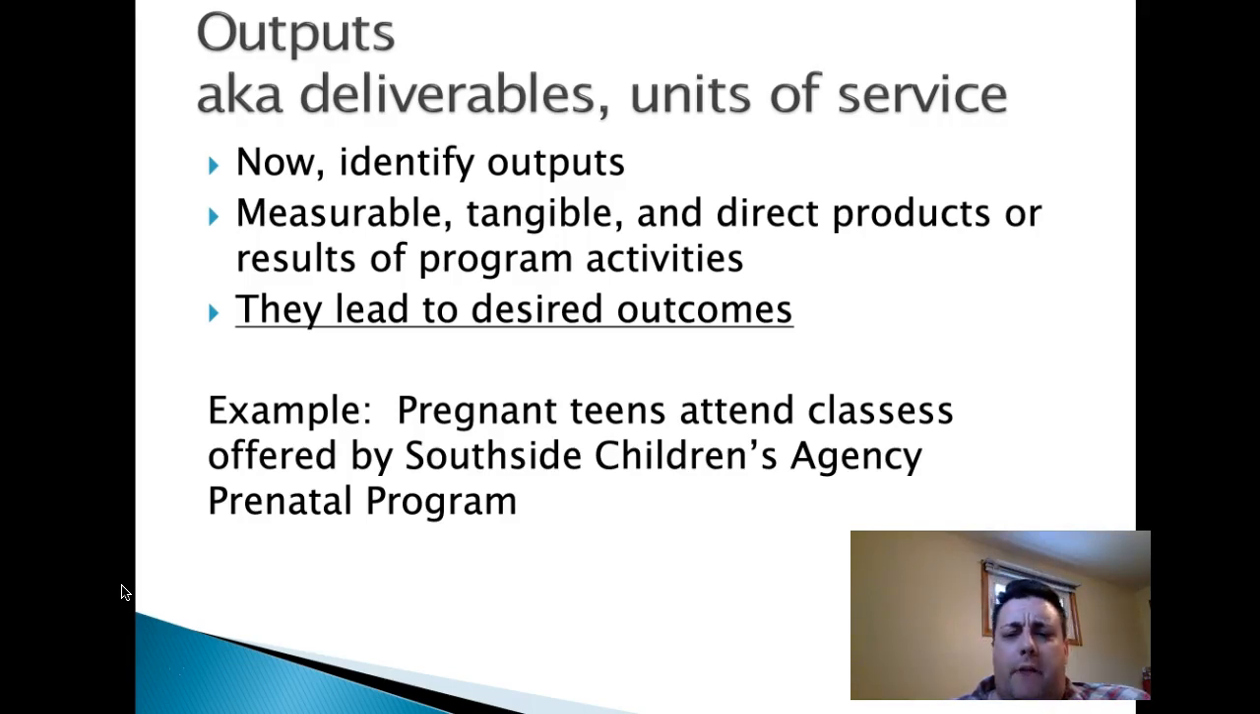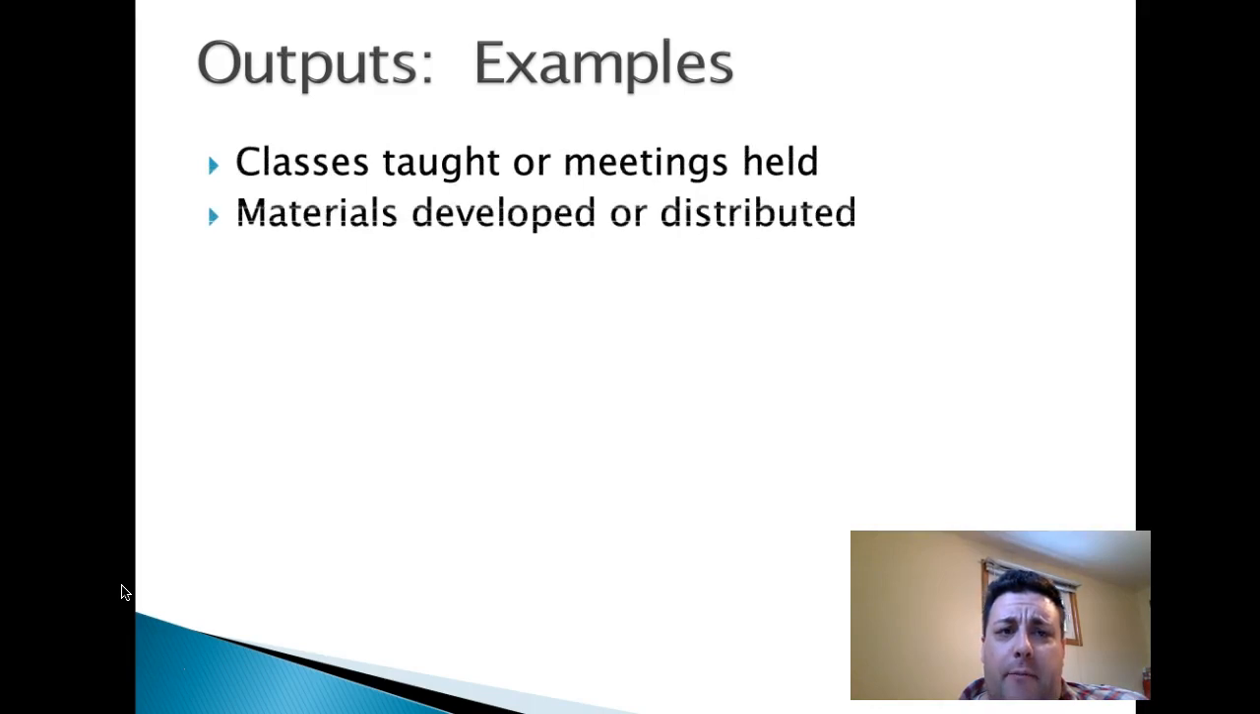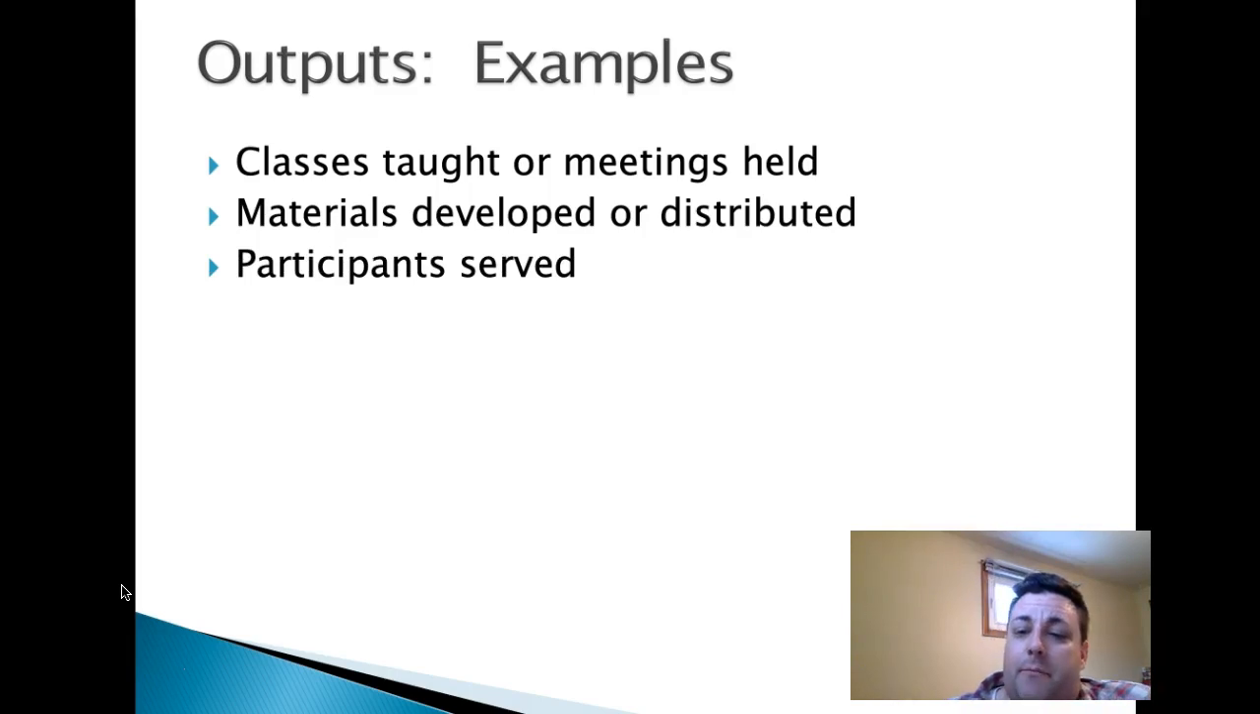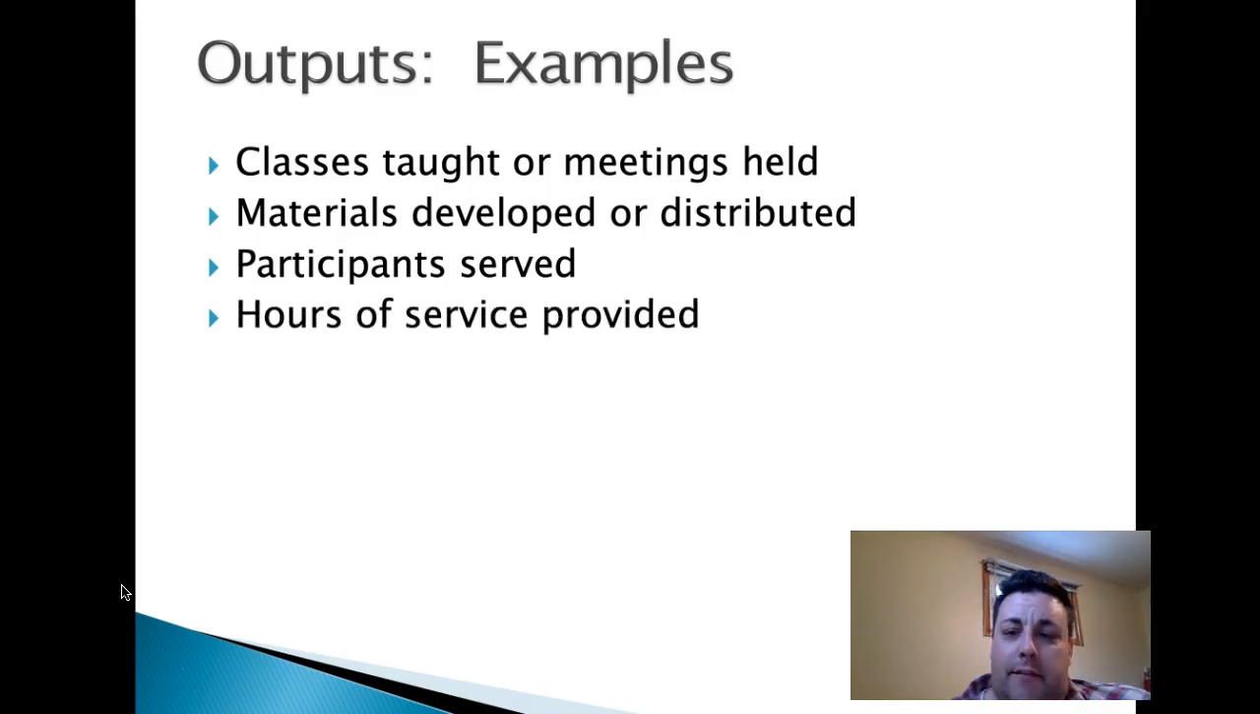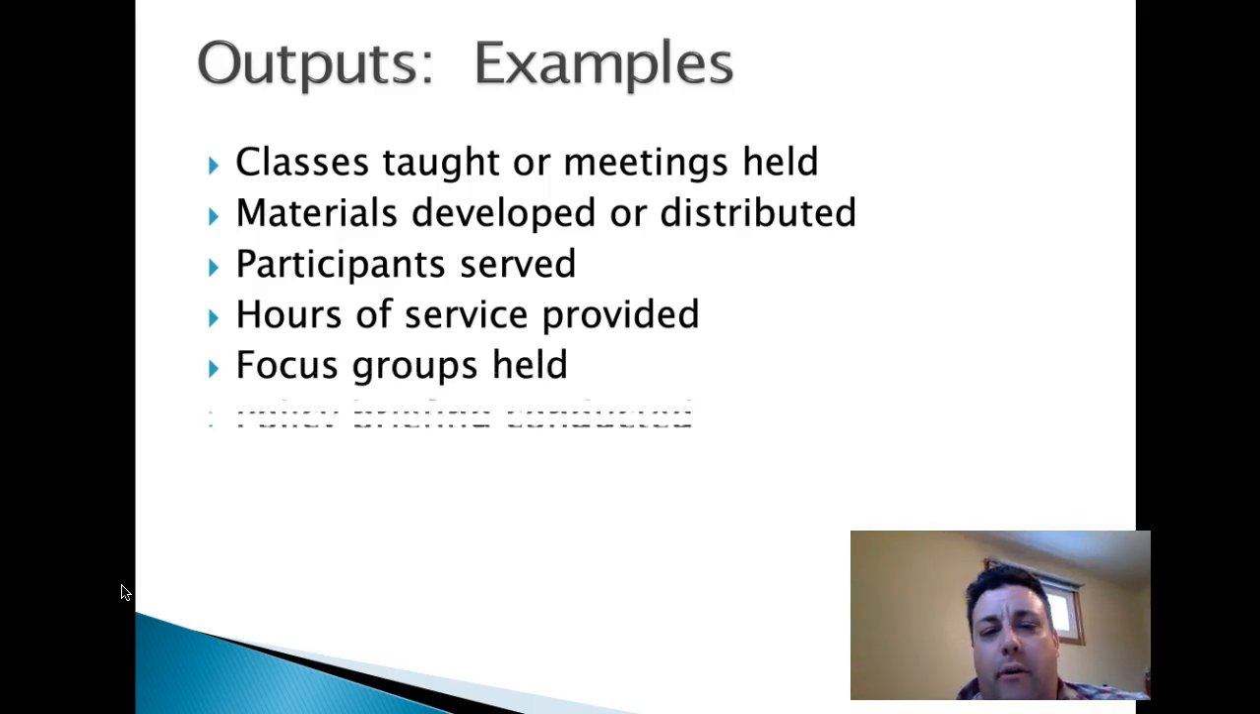My experience with putting together outputs is that people like to overthink them, and that's a trap that I don't want anyone to fall into. So it's what happens when the activities are completed. A couple of examples here. Maybe classes are taught or meetings are held, right? Materials are developed or materials are distributed. Participants are served in whatever capacity that looks like. There's X number of hours of service provided, or maybe there's client contact hours reported or something like that.